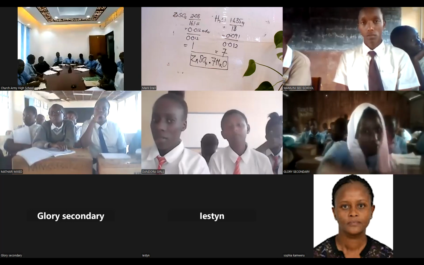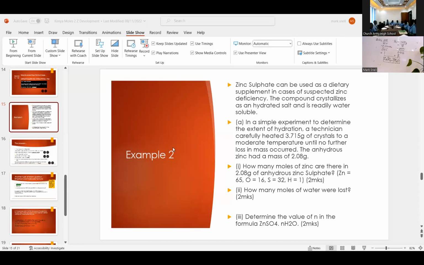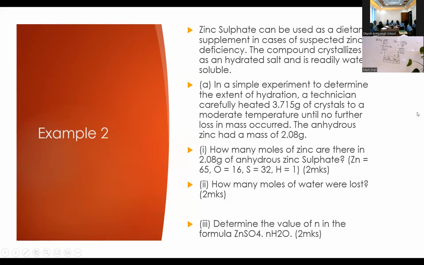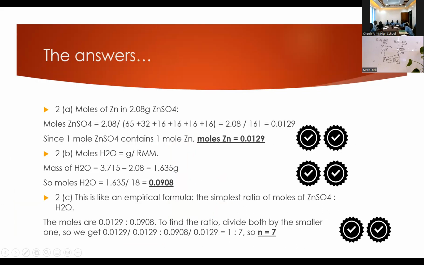Okay, this is how the mark scheme was given. Hopefully you can see my screen now. In the mark scheme, this is what they did. Okay, this is the question. It's quite a long question. The first thing was, it said how many moles of zinc are there in the anhydrous zinc sulfate, then how many moles of water, then the value of N. That was 6 marks. That's a lot of marks.